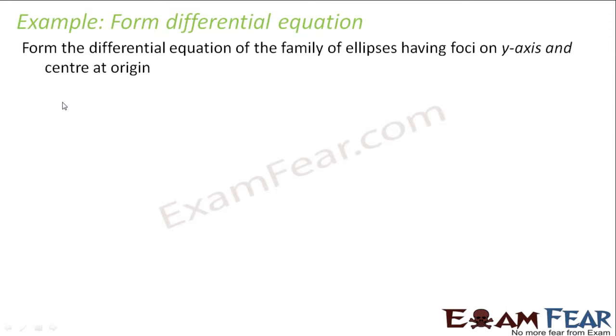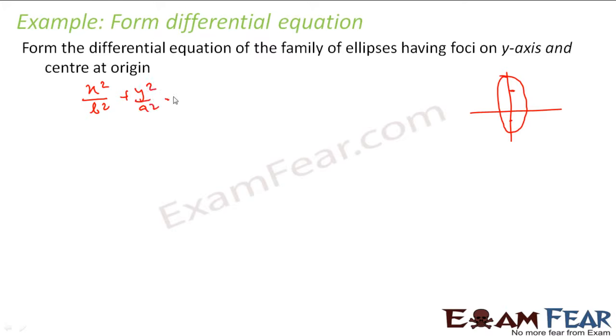We have to find the equation of the family of ellipses having foci on y-axis and center on the origin. So that means I am looking for an ellipse of this form. Here the foci is on the y-axis. So for this kind of equation, the formula is x square by b square plus y square by a square is equal to 1, where a is this guy and b is this guy. So now there are two variables a and b. We have to differentiate twice, and let's do this.